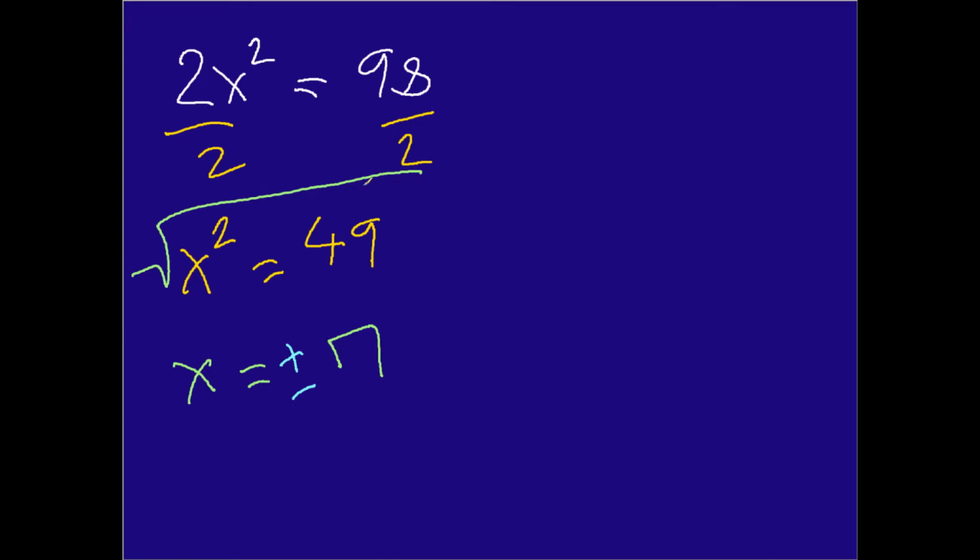And this is important because when you square it, it's going to automatically become a positive number. So the answer could be positive 7 or negative 7. Now, it can be both, or it can only be one or the other.